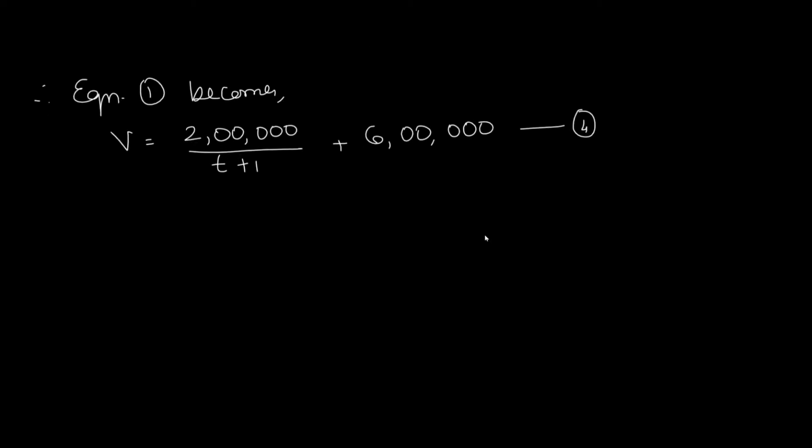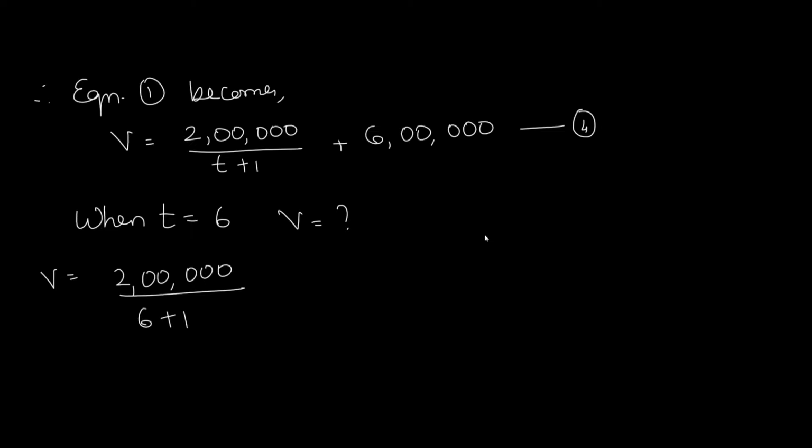Now then, they have given that after 6 years, what is the value of the machine? That is what we have to find out. So when T is equal to 6, what is the value of the machine? So over here we have V is equal to 2 lakhs upon 6 plus 1 plus 6 lakhs.